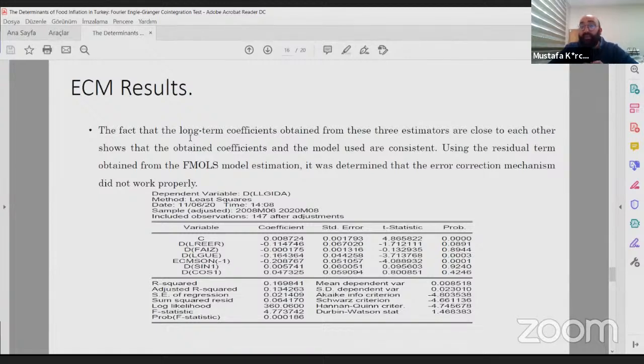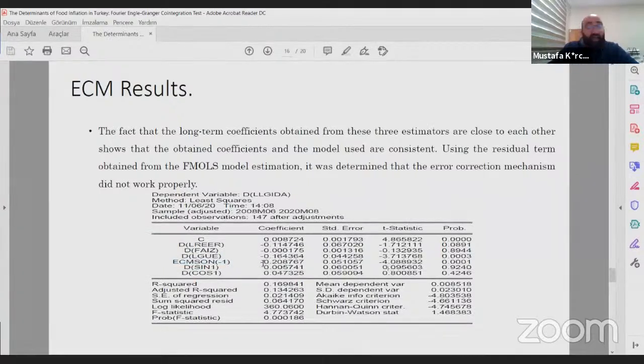Using the residual terms obtained from the FMOLS model estimation, it was determined that the error correction mechanism works properly. You can see our error correction term, and it is between 0 and -1. And it is significant. So in the short run, the real exchange rate is significant. Also, like in the long run, our food production index is significant.